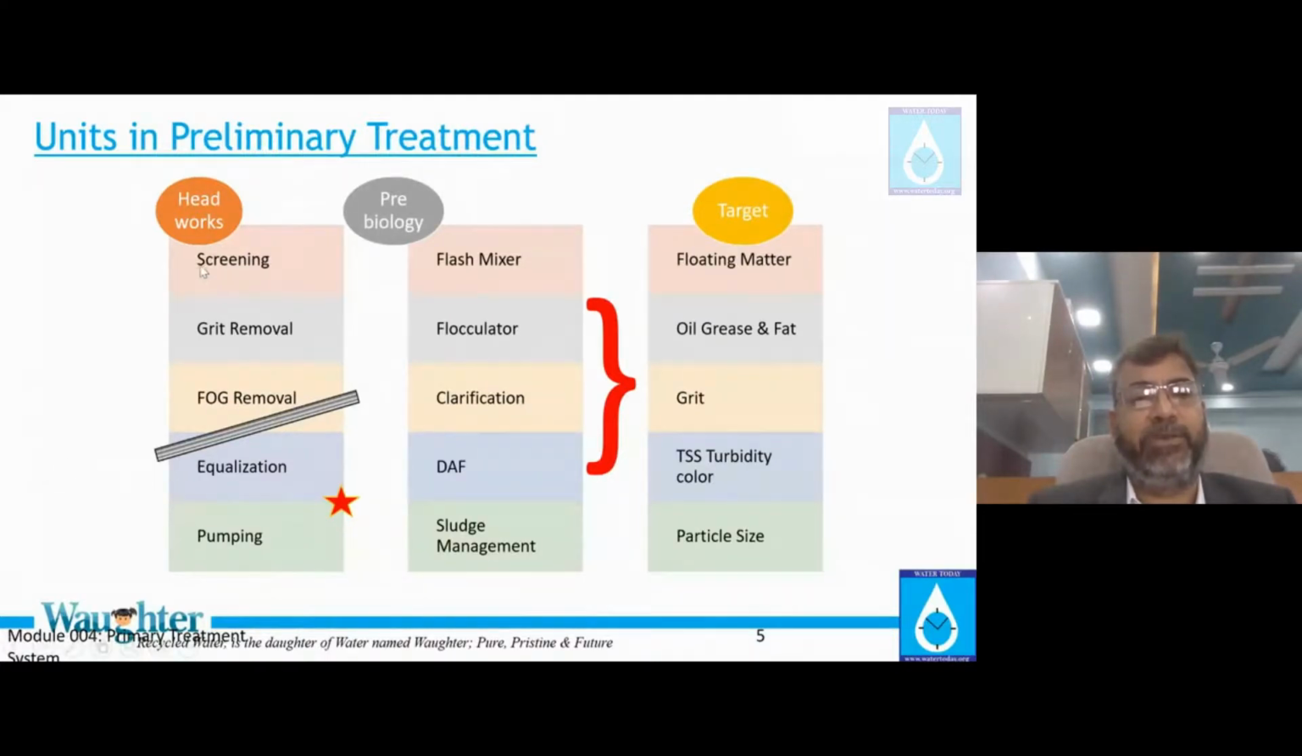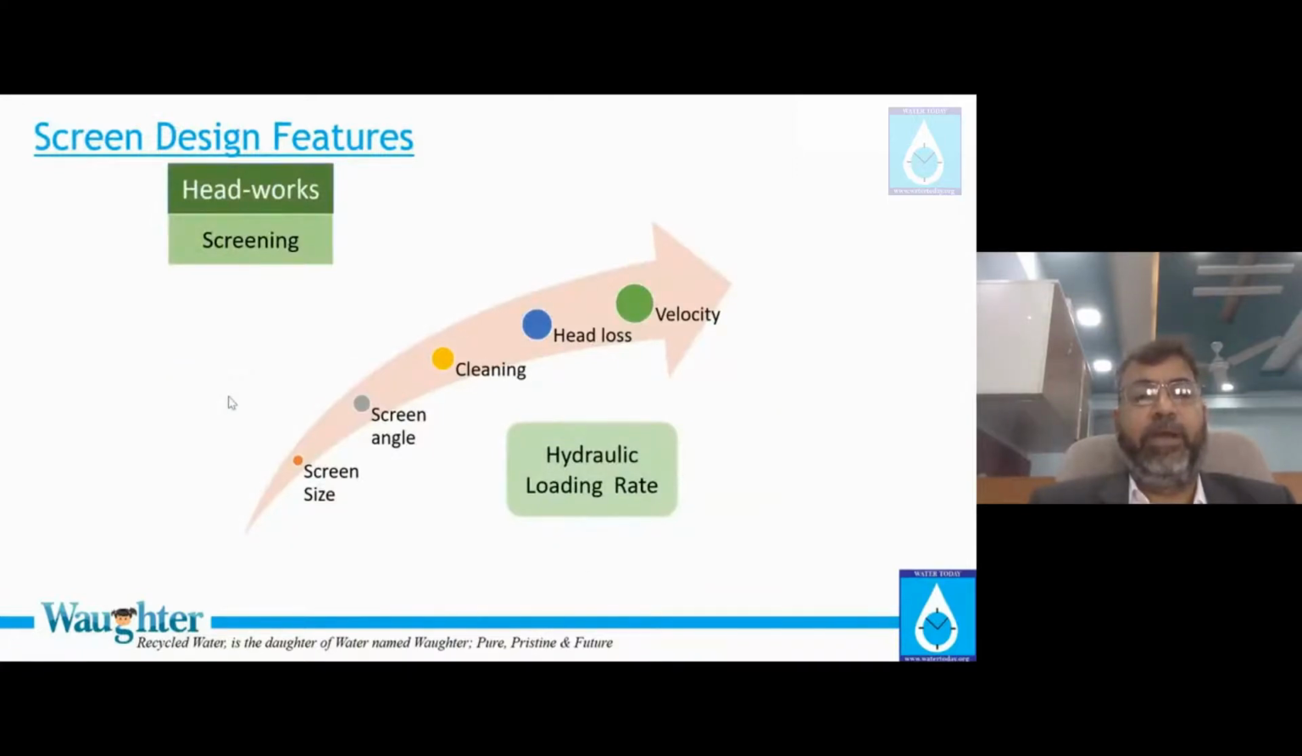Headworks means screening, grit removal, and FOG, because this will be designed on the peak flow, the maximum flow possible. Because you cannot ask people to hold the waste before this particular point. An important thing, therefore, becomes the screening. Now, when it comes to screening, there are several things which come into the picture: the screen size, the screen angle, its cleaning frequencies, head loss through the screen, and the most important thing is the velocity through the screen.